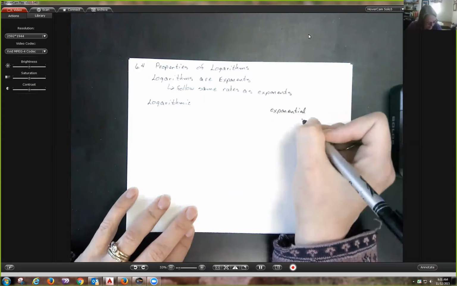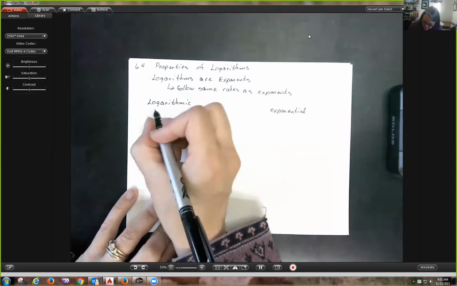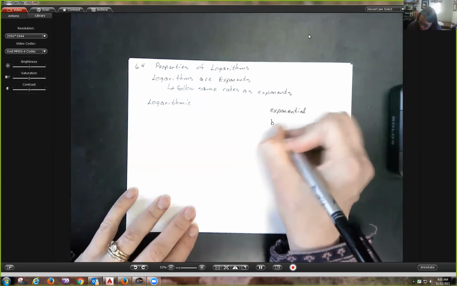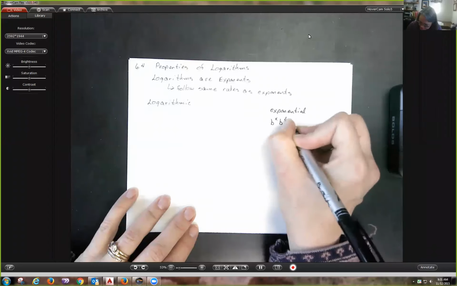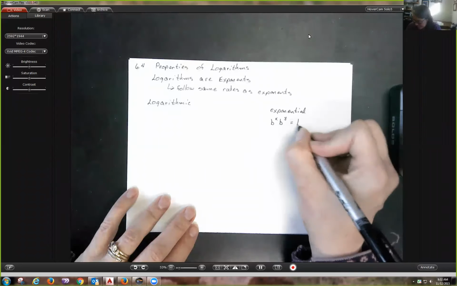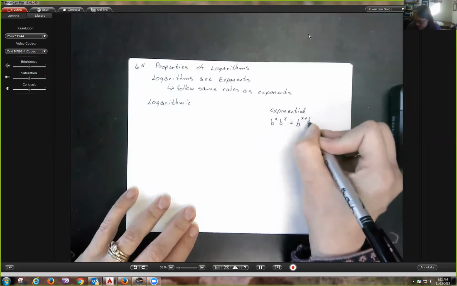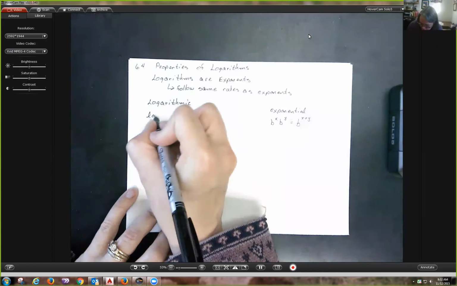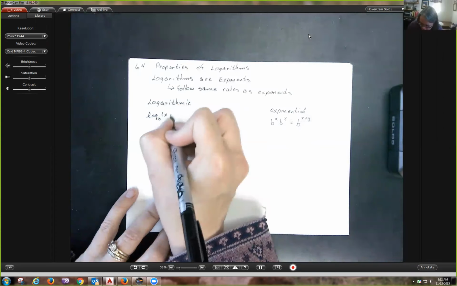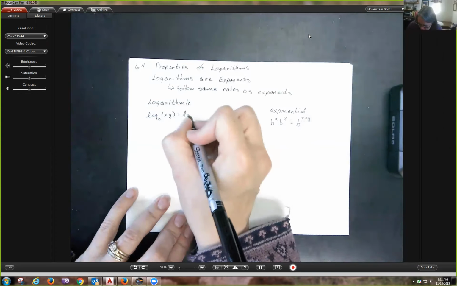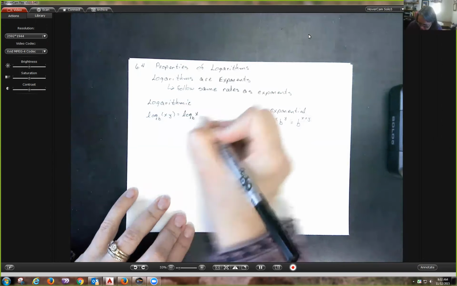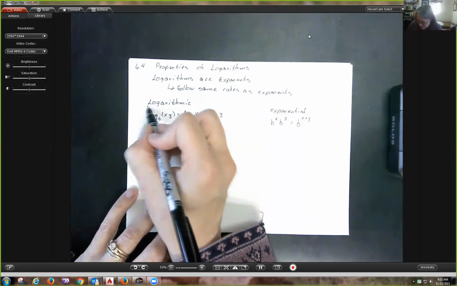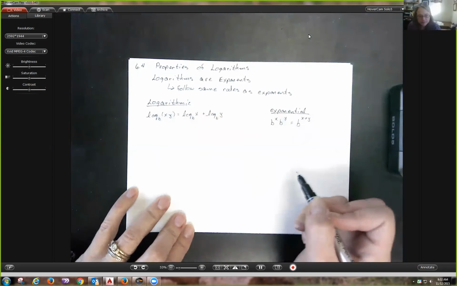exponential property. So the first one is, remember that if we multiply two exponential functions together, we add the exponents. The logarithmic equivalence of that is that the log base b of a product is equal to the sum of the logarithms.